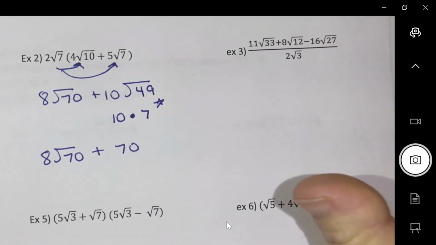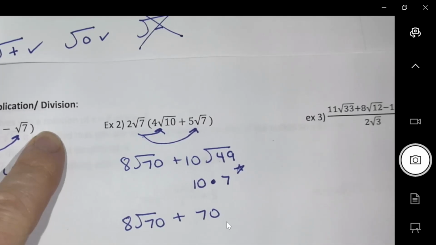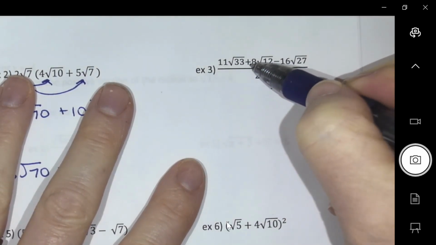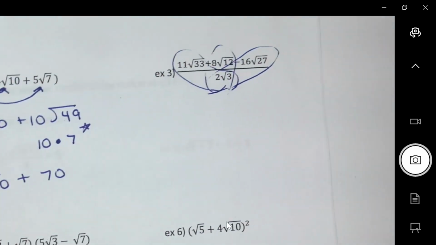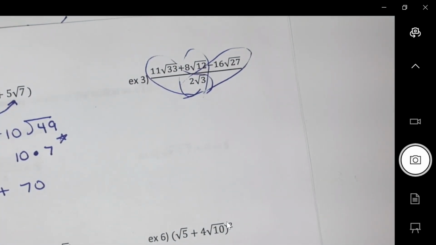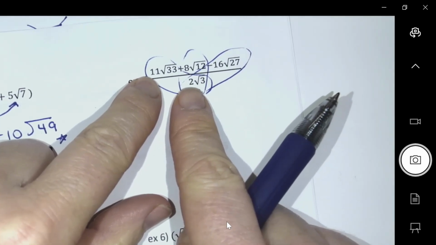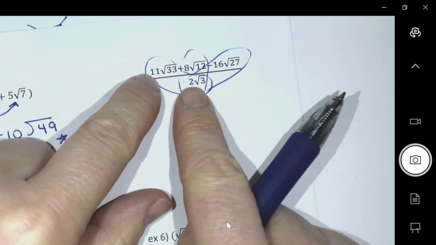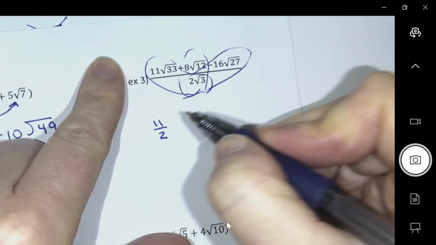Division. Division is the exact same thing as distributing, but I'm distributing a division. This is kind of what it looks like when I'm distributing. I'm going to divide each term by that. Okay, the first one is 11 divided by 2, which is not a whole number, so I'm just going to leave it. 11 over 2.